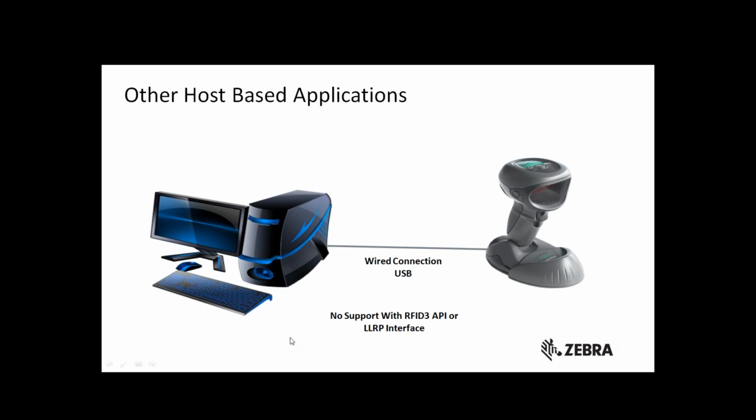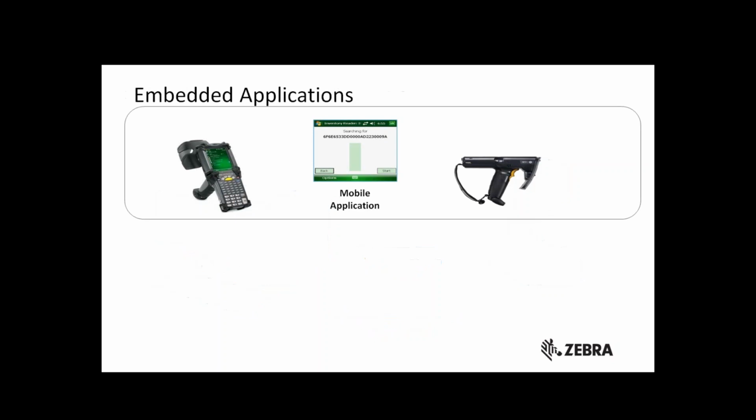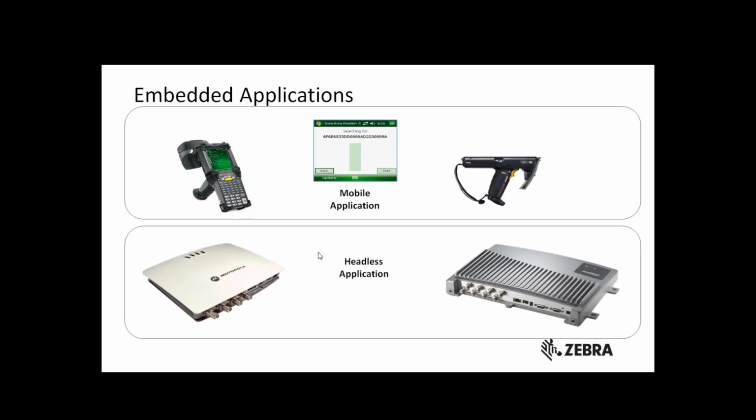Now, this was a host-based application, right? You can also create embedded applications. What an embedded application would be is, in a mobile computer, that application is sitting on the device itself, where in this example, this is a Windows application. But you get my point that the application is on the device itself. You can also have a headless application that's sitting on the reader itself, right? This is a capability that we provide for FX7500, where the application can be on the unit also.